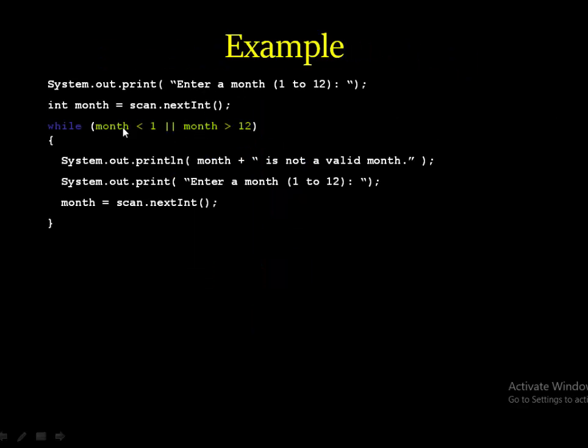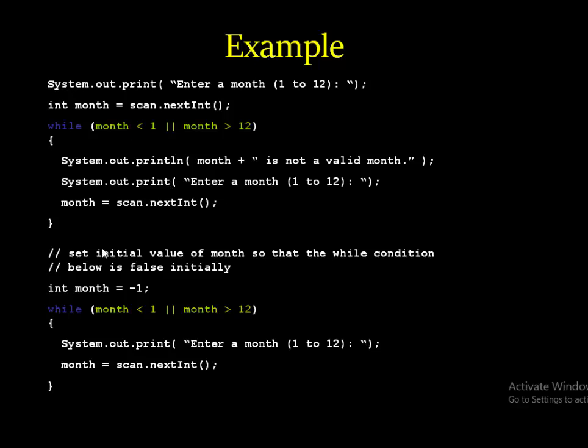Okay. This is a simple example for a while statement. So this is the while keyword, and here month is less than 1, and this is a logical or. If any one of these conditions is true, this block will be executed. If both are false, then only the block will not be executed, and the statements which appear after the block will be executed. And these are the set of statements which are enclosed within the while block.